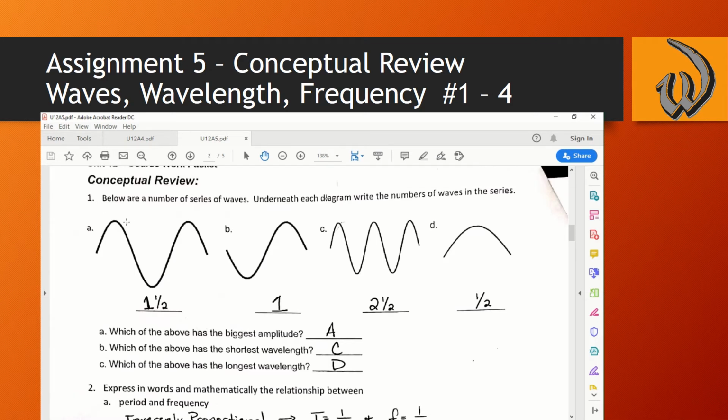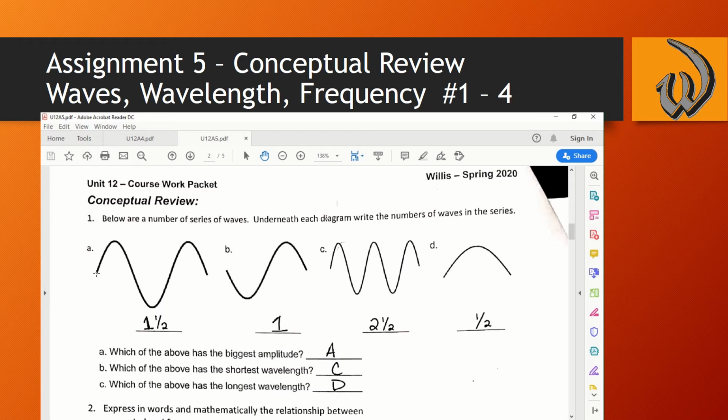Number one, I expected to have a little bit of issues for this conceptual review part, and a lot of it just comes from people forgetting what defines a wave. If we go back to our pendulum stuff that we did in the pendulum lab, a complete cycle was when the pendulum bob went forward to the other end of its swing and then came back to where it started. That's what begins a full cycle and ends a full cycle.